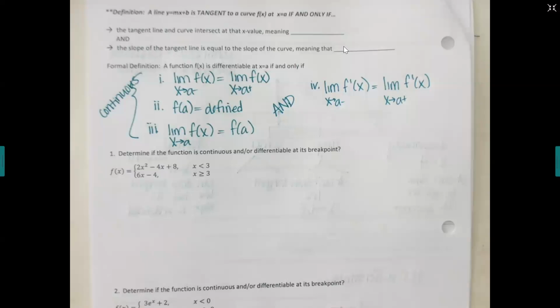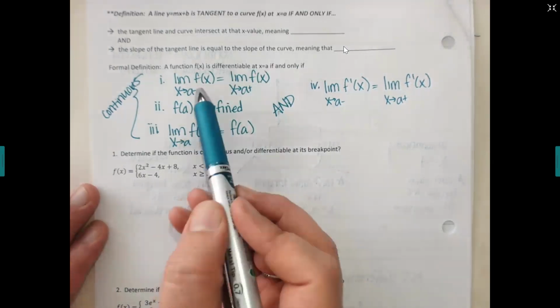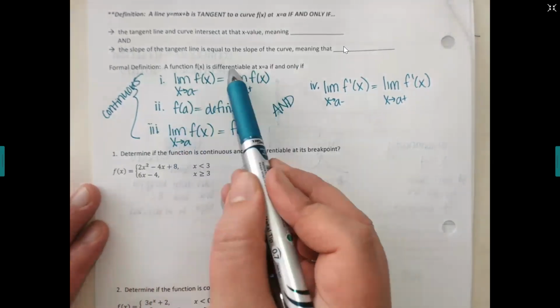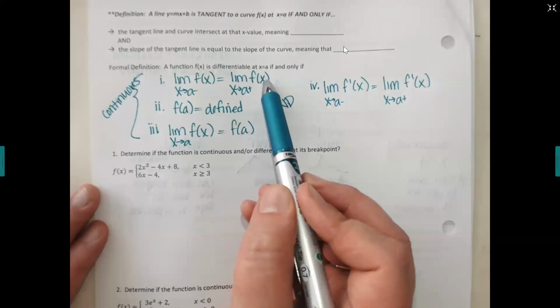But the first three pieces, you already know how to do because you already took a test over them. Yes? So that fourth one checks for corners? It checks for corners and cusps and verticals, correct. We're only going to do two of these because it's a couple steps, but let's look at the very next one. Look at number one. The first thing I want to check is the limit from the left and the limit from the right, and I want to make sure that they equal each other.